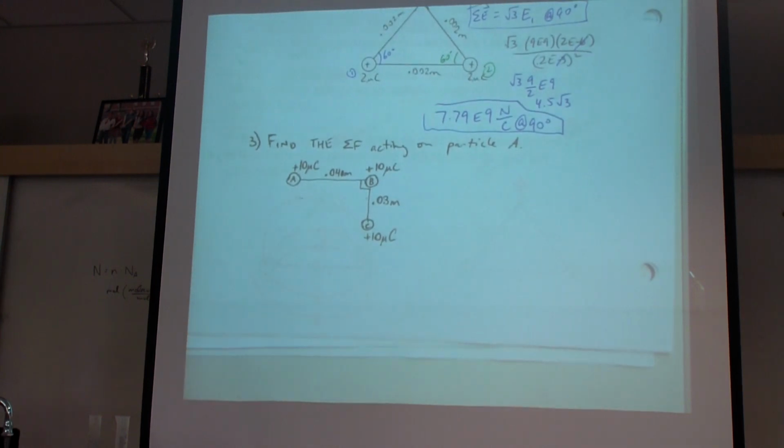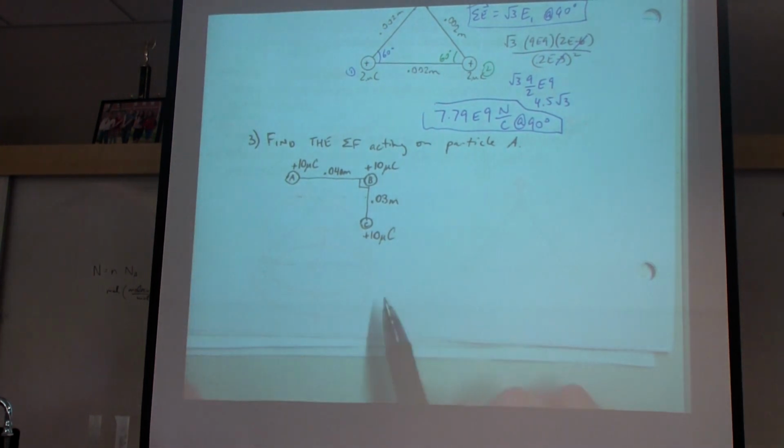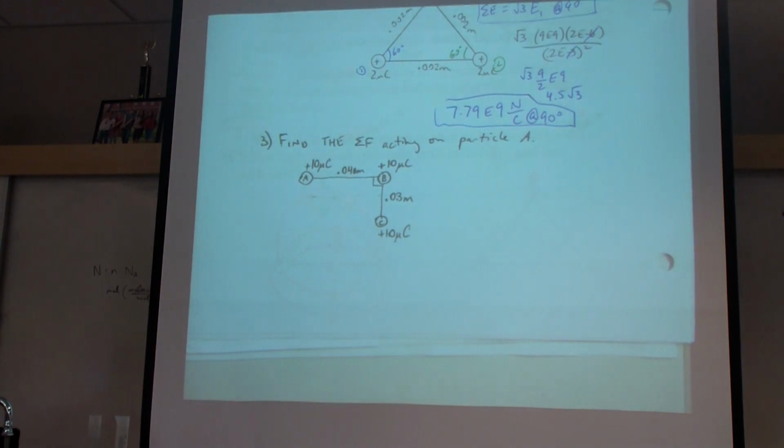Let's do this one down here. Find the net force acting on particle A. This is going to be maybe a little bit harder. Actually, this is definitely going to be harder, but a good practice problem. Okay? Net force. Now we're not talking about E-field because we actually have a charge sitting there. How many forces are acting on particle A?